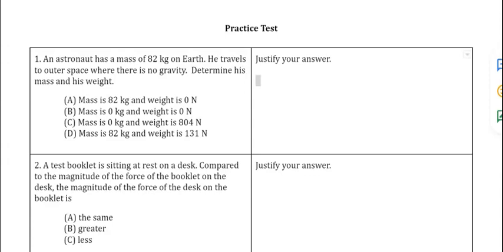Question 1 says, an astronaut has a mass of 82 kilograms on Earth. He travels to outer space where there is no gravity. Determine his mass and his weight.